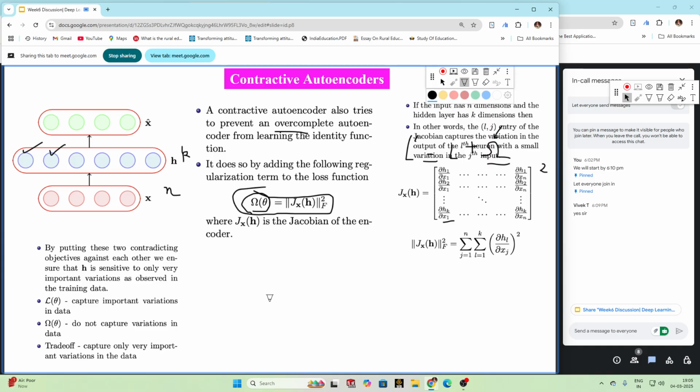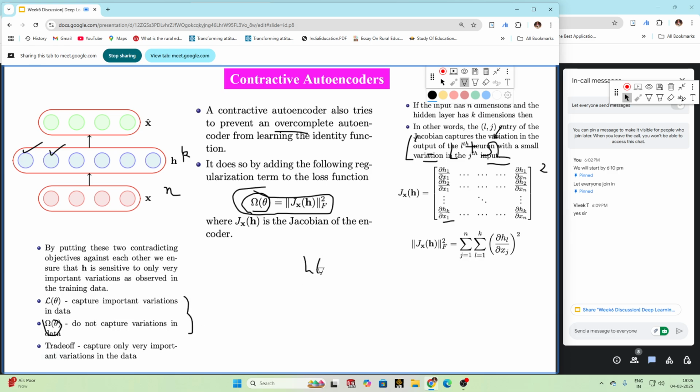Okay, now the thing is, how much will we decrease the sigma theta? We will decrease the sigma theta such that L theta captures important variation in the data, and sigma theta does not capture variations in the data. So that is the concept of regularization.